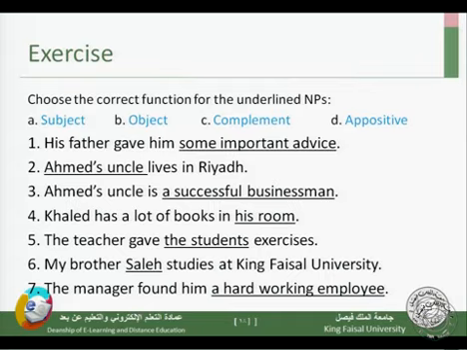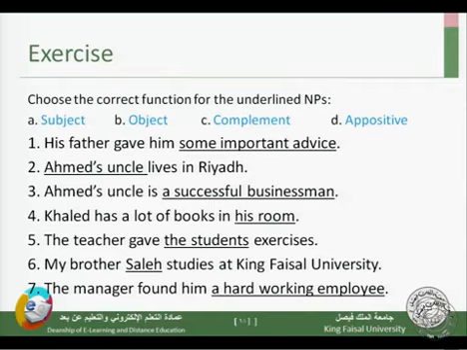Number 3, Ahmed's uncle is a successful businessman. So what is this? Is this a subject? No, we have a subject, which is Ahmed's uncle. So this is not the subject. Is it an object of the verb to be, or is it a complement or an appositive? Of course it's not an appositive. We don't have two noun phrases coming after each other, and they do not refer to the same person. So appositive is eliminated. So we are left with object and complement.